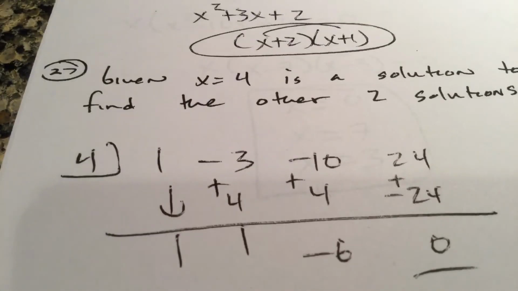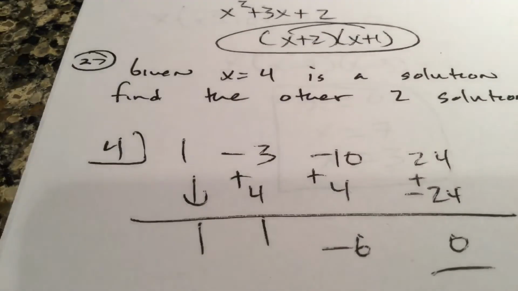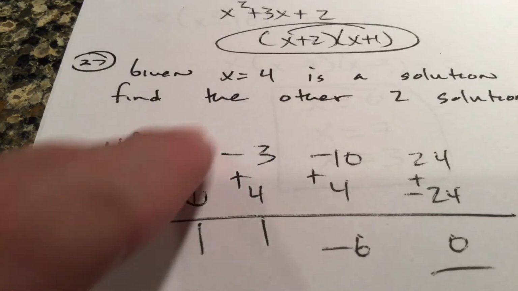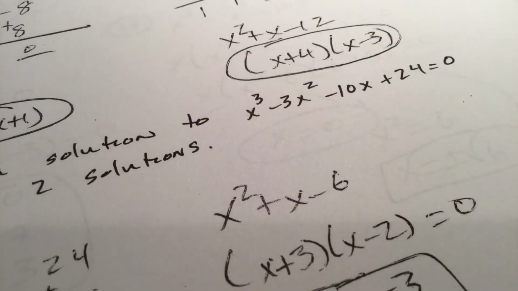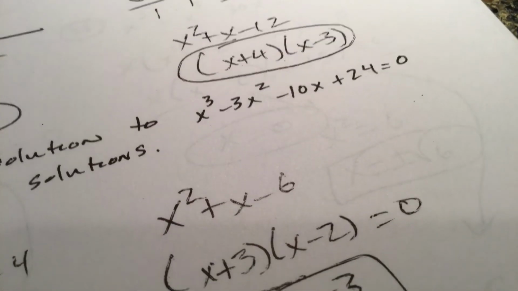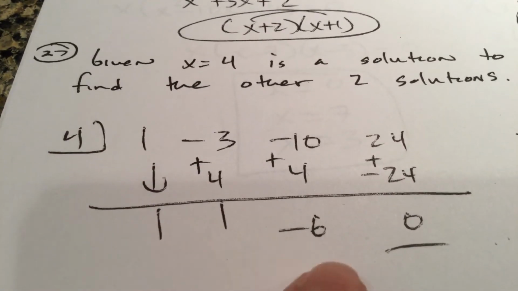All right. Now in 27, if I tell you x is 4 is the solution, then that means x minus 4 is a factor. It's already been set equal to 0. You put 4 in the cubby. 1 for 1x to the third, -3 for -3x squared, -10 for -10x, 24 for the constant 24. Do synthetic division like we did up top.